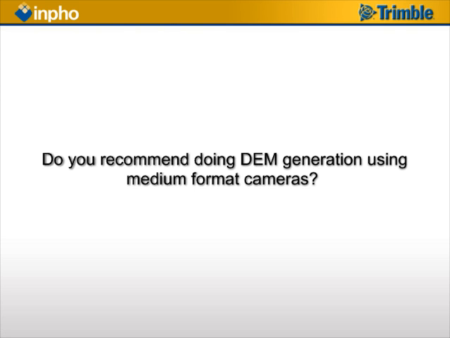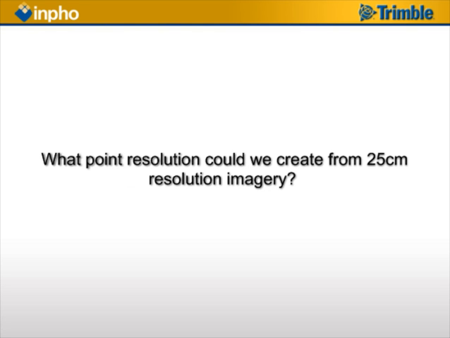Okay. Another question was which point resolution we would get from 25 centimeter resolution imagery. So what point density could we generate from that? Like I said, these new matching algorithms are able to extract point clouds with a density of up to 1 pixel. So if you have 25 centimeters ground resolution, then you also get a point cloud that has the same density, so also 25 centimeters resolution.